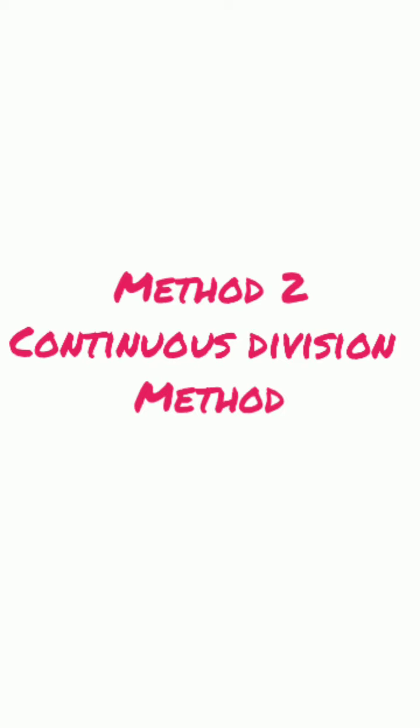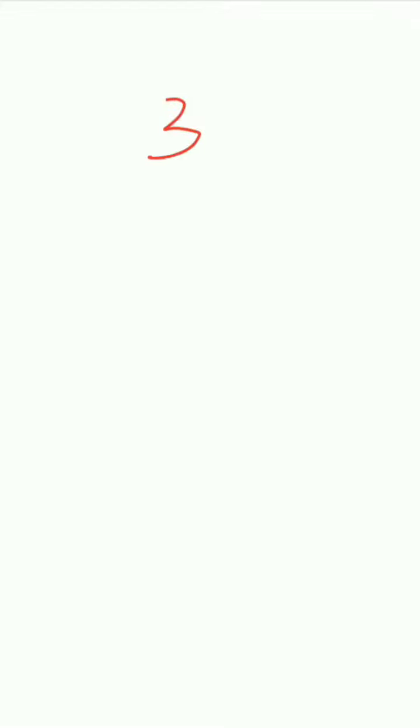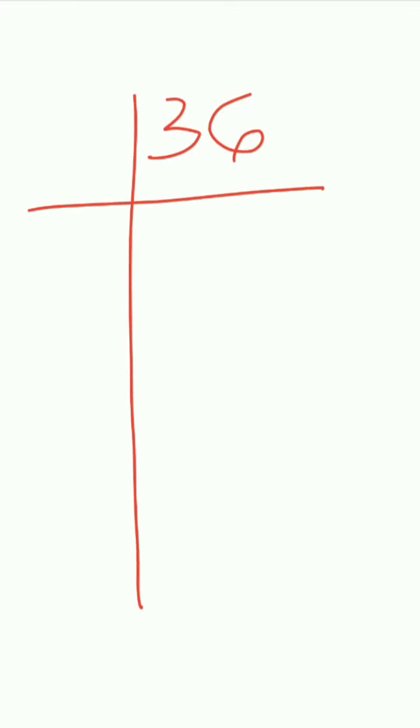Next, we are going to learn the next method of factorization, that is by using continuous division. Let us take the same number to factorize using this method. So let us start factorizing the number 36. So write 36, then draw two lines like this. Then we need to find out the smallest prime factor of 36. And we know that 36 is an even number. So 2 is its smallest prime factor.